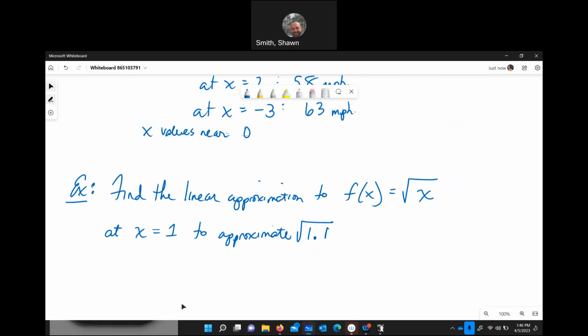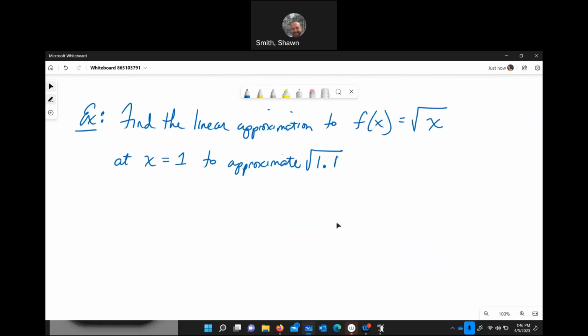All right, so we have our function. That's the nice curvy line, right? We can draw it if we wished. That's that. Square root of x.